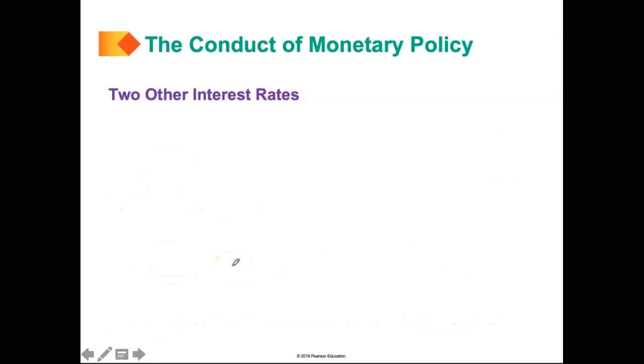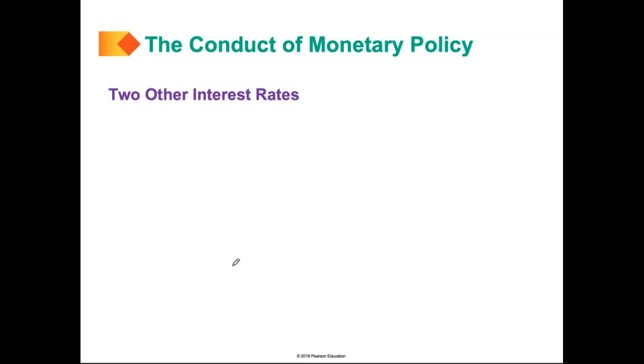Now, let's look at two other interest rates, okay? Now, the Fed, remember I said it's a central bank, and basically a central bank is a bank to all other banks, right? So if your bank needs money, it basically goes to the central bank. If your bank wants to store money, it essentially goes to the central bank, okay? So the Central Bank of the United States is essentially the Federal Reserve, okay?